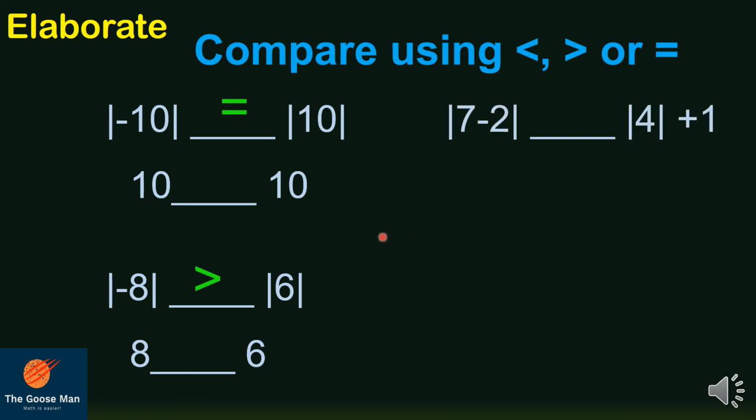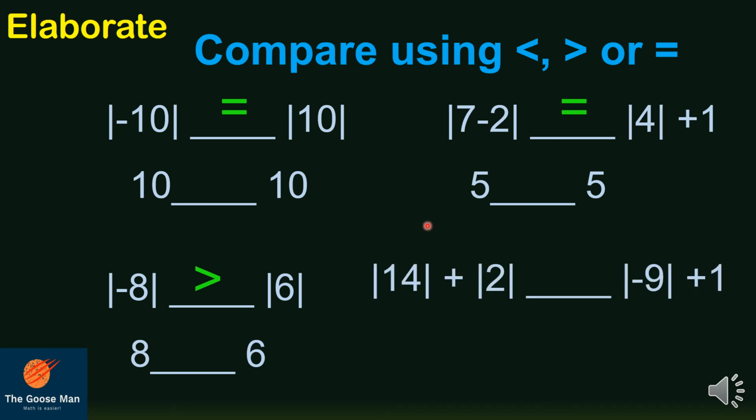Next example, absolute value of 7 minus 2 compared to absolute value of 4 plus 1. So I have here absolute value of 7 minus 2 is equal to 5, while the absolute value of 4 plus 1 is equal to 5. So therefore, 5 is the same as 5. Finally, absolute value of 14 plus absolute value of 2 compared to absolute value of negative 9 plus 10. Simplifying it further, I have 16 compared to 10. So therefore, this is greater than.